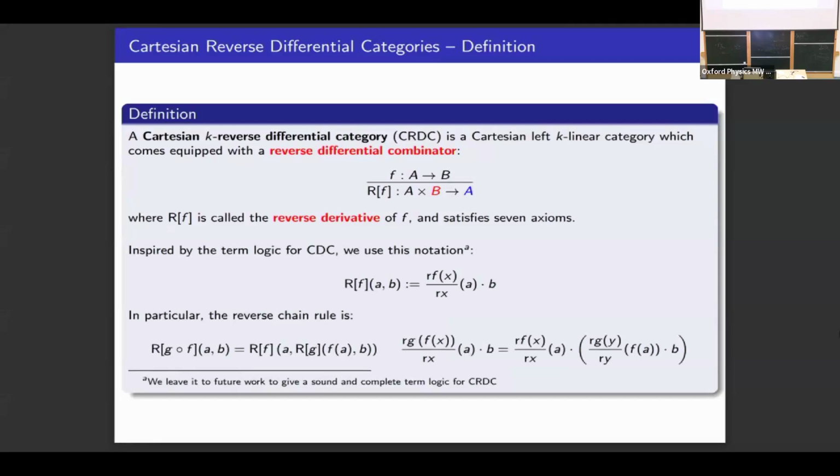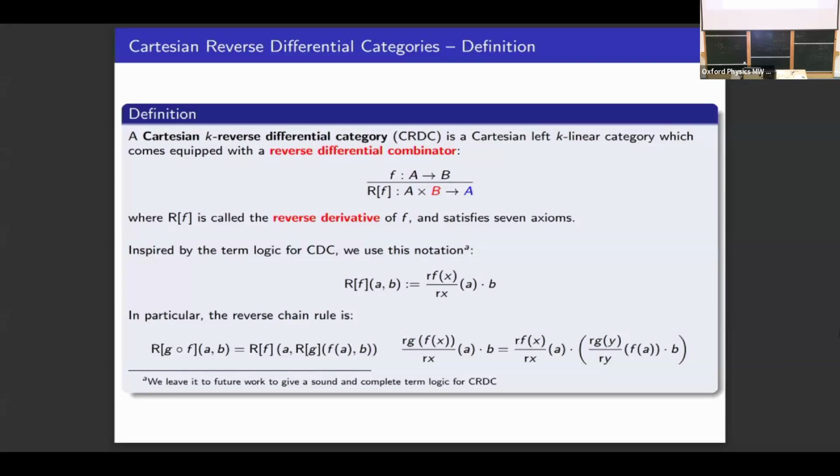So inspired by the term logic in a CDC, we're going to write reverse derivatives in the same sort of notation, but this time using an R. Some of our anonymous referees gave us other useful notation, but I thought this notation was okay for now, because we just followed what the forward derivative people were doing. And by people, I mean Robin, who's there.